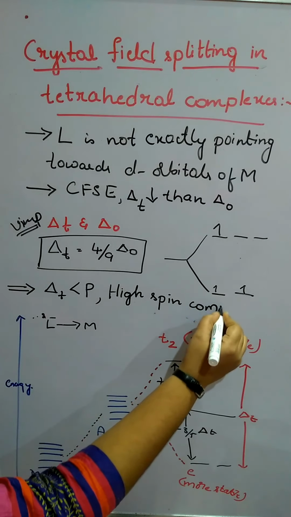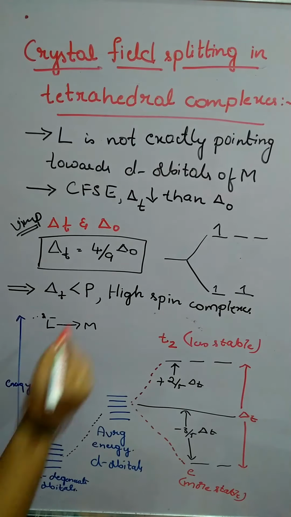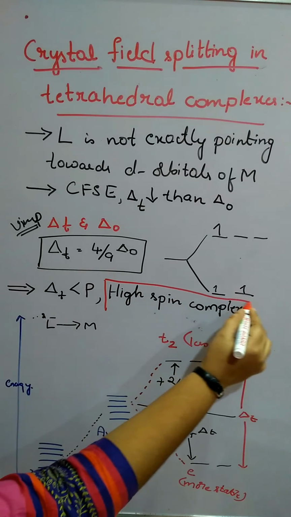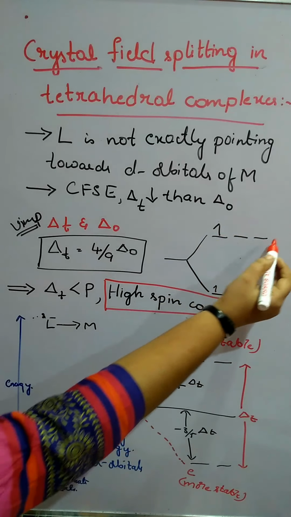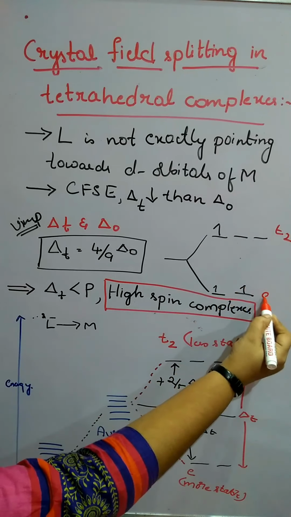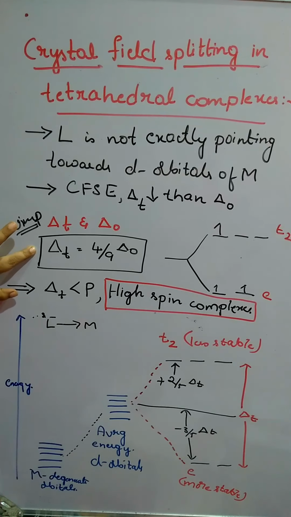If it jumps into the higher energy level, it forms high spin complexes. So remember always, most tetrahedral complexes will be high spin complexes. It is because the delta T value is less, so pairing doesn't take place. Immediately it will jump into the T2 set rather than pairing up in the E set, and it forms high spin complexes. So this part is also very, very important.